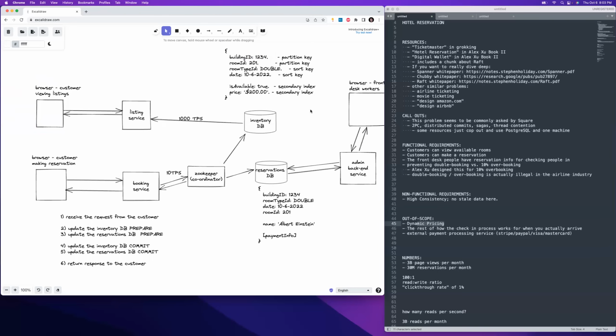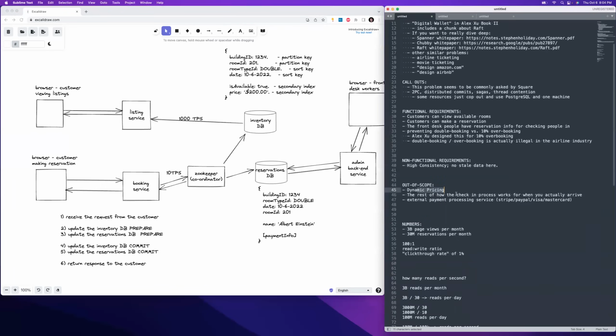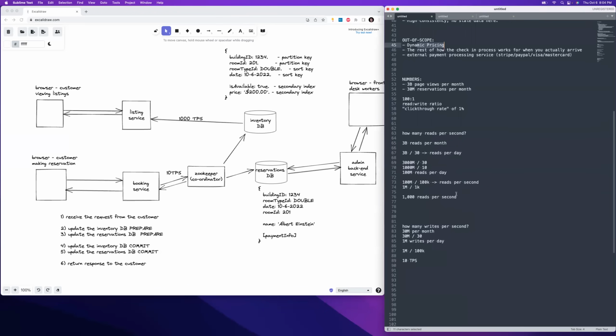Okay, the focus I want for this video though is on that partial failure scenario. So we'll just go ahead and move on. Let's talk about capacity planning.